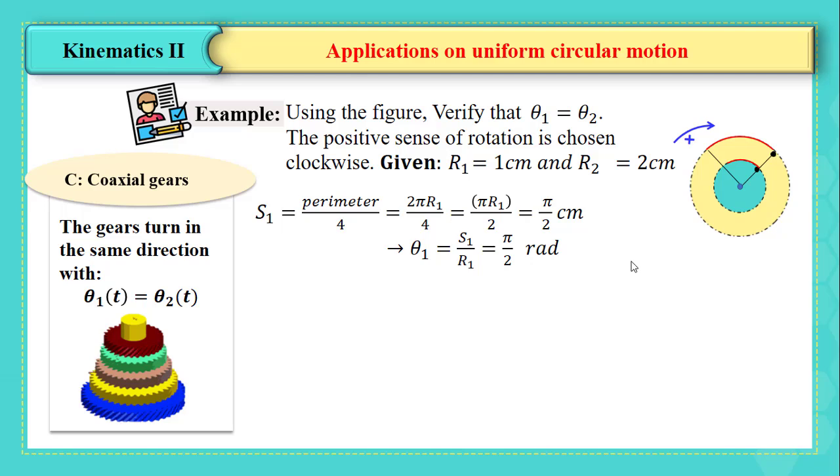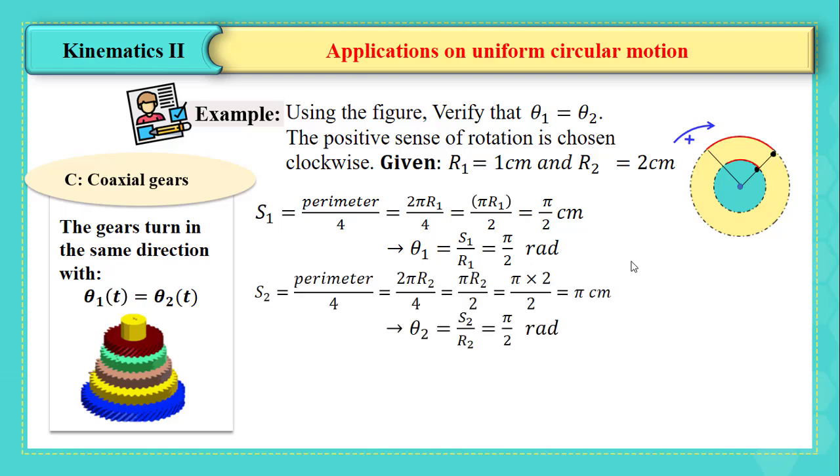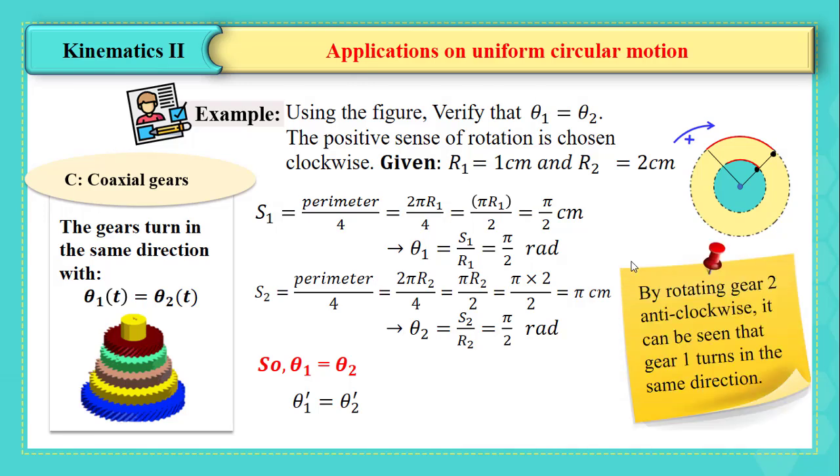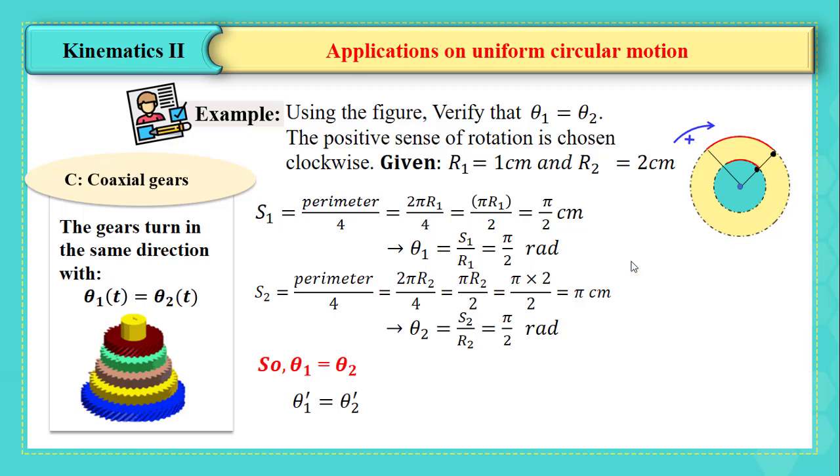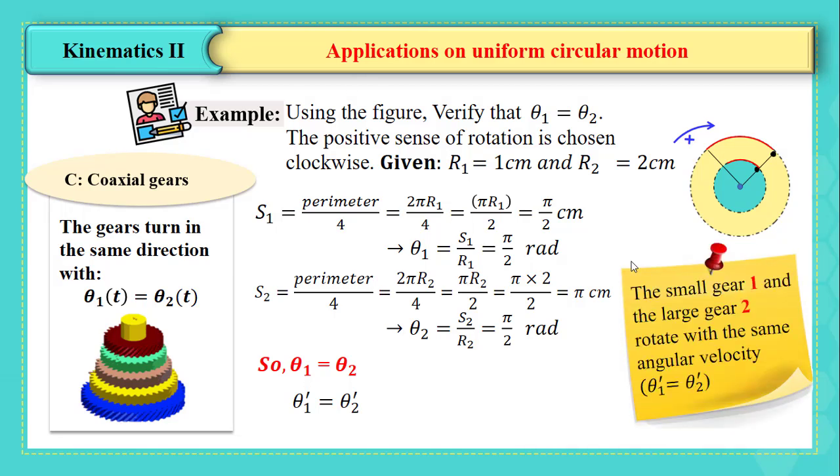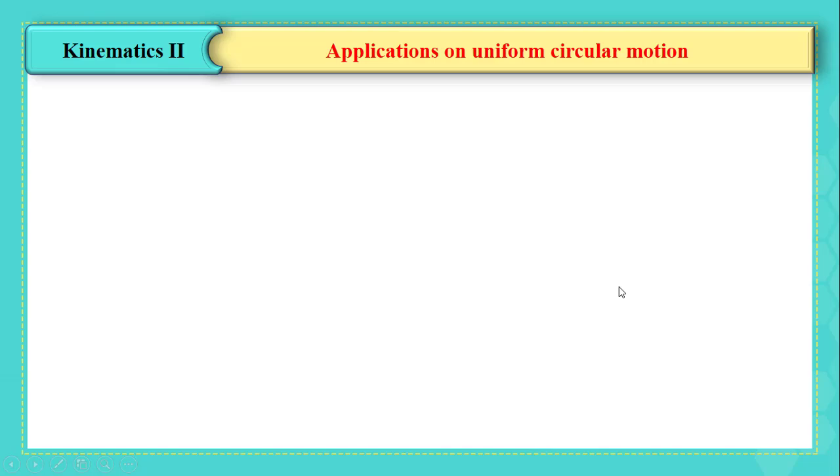Therefore, by using θ1 equal to S1 divided by R1, we can find that θ1 is equal to π divided by 2 radians. S2 is equal to π centimeters, then θ2 is equal to π divided by 2 radians. So θ1 is equal to θ2 and θ'1 is equal to θ'2. Pay attention that by rotating gear 2 anticlockwise, it can be seen that gear 1 turns also in the same direction. The small gear 1 and the large gear 2 rotate with the same angular velocity, where θ'1 is equal to θ'2.